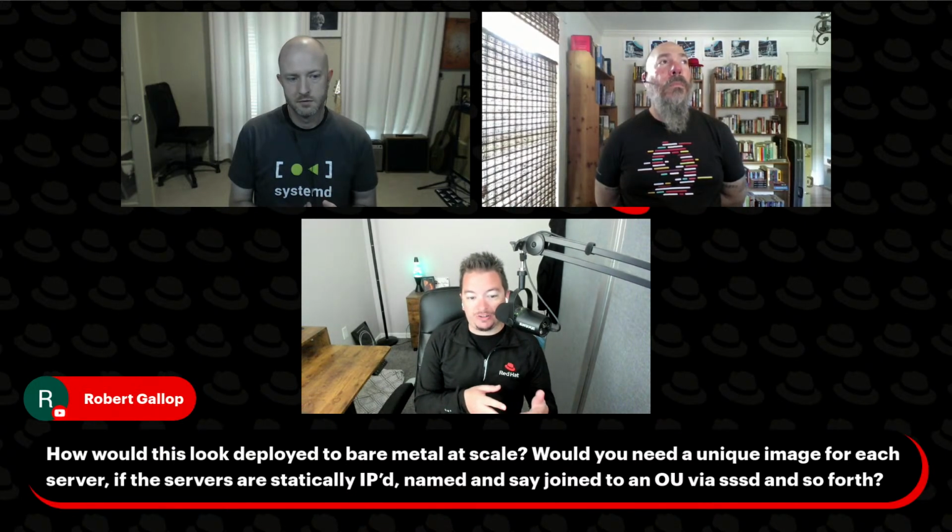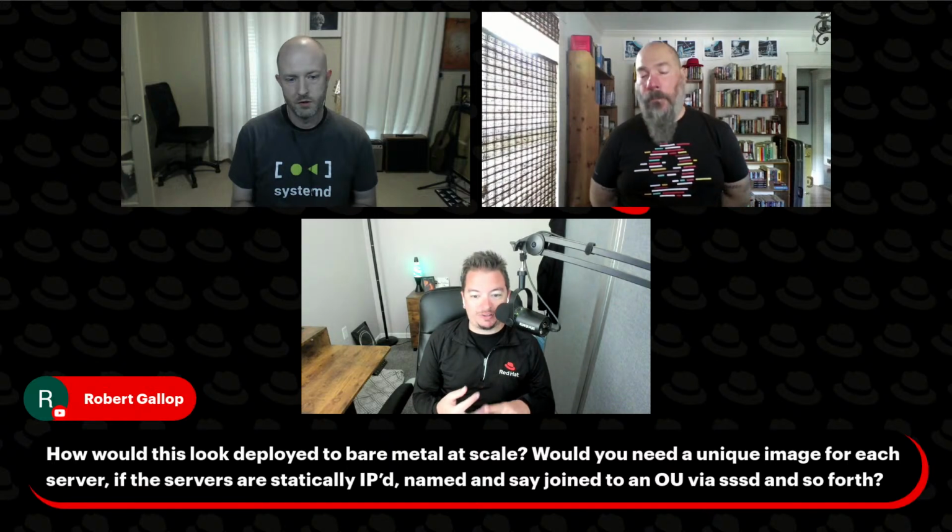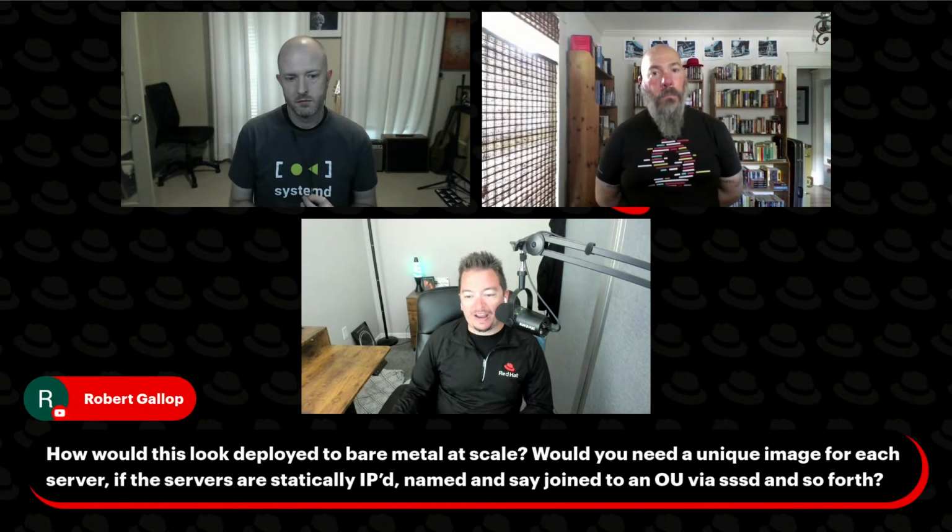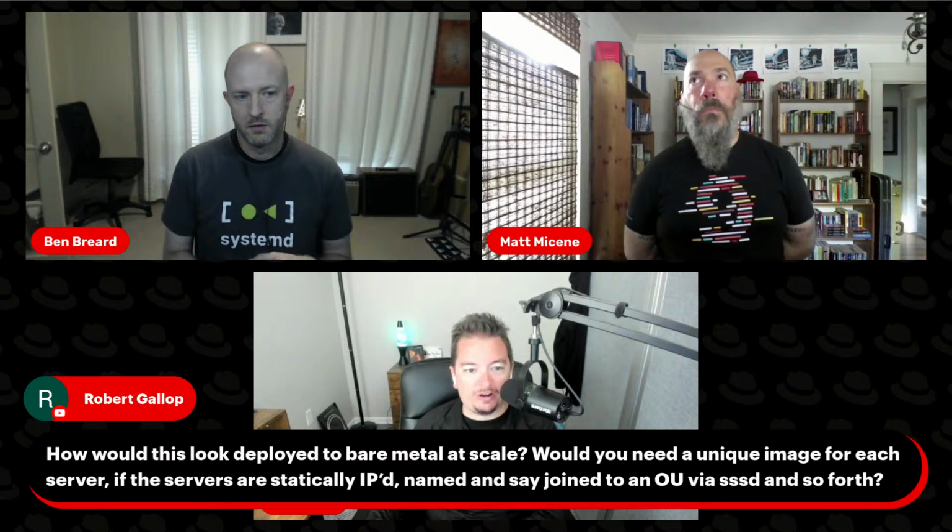Would you need a unique image for each server? Say these servers are statically IP'd, named, and joined to an OU. How does this work on bare metal at scale? Is the crux of the question.